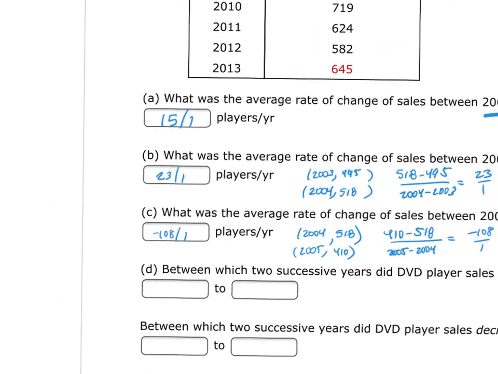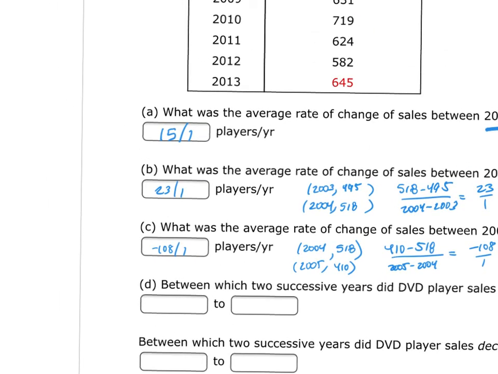What does that tell you? If my first two average rates of change were positive and then my third one was negative, what does that tell you? Between the first set of years in A and the first set of years in B, what did the average sales do? Increase or decrease? They increased. How do you know it increased? What kind of number is 15? What kind of number is 23? Positive.